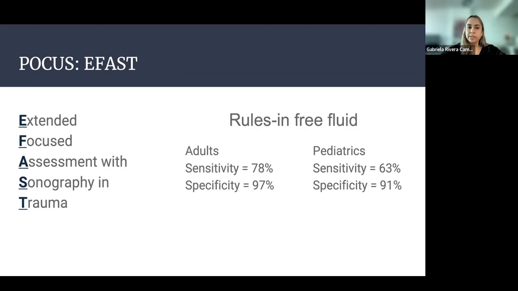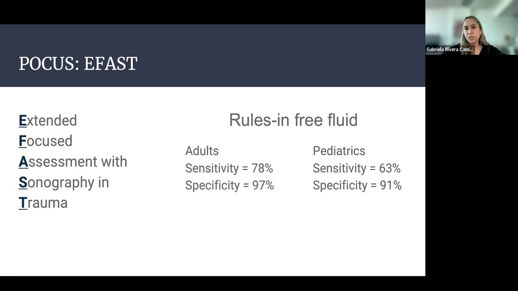So the EFAST stands for Extended Focused Assessment with Sonography and Trauma. The main indications are blunt trauma and hypotension, although there are other non-trauma indications such as looking for free fluid on a pregnant female to rule in an ectopic pregnancy, or looking for free fluid on a non-pregnant female that's hypotensive to look for a cystic rupture of an ovarian cyst. We can also evaluate for ascites.